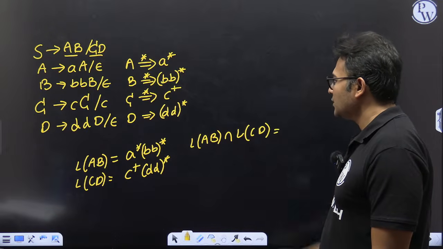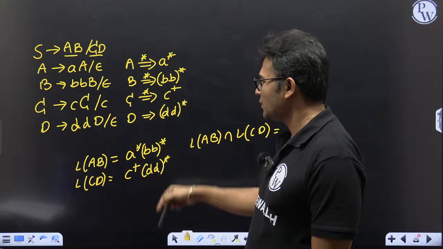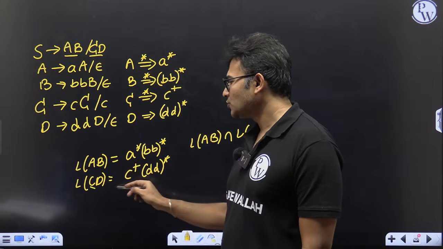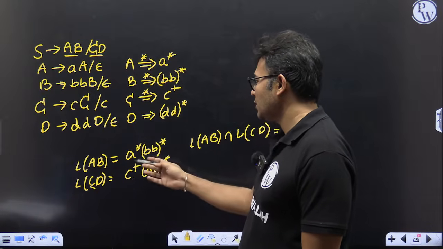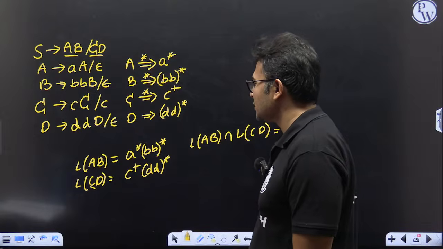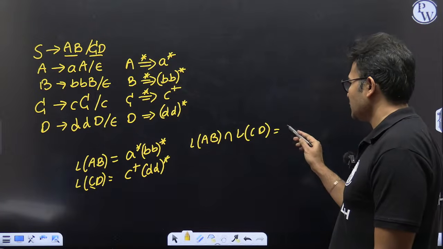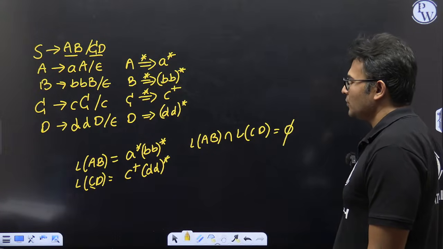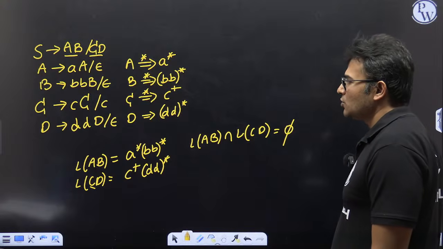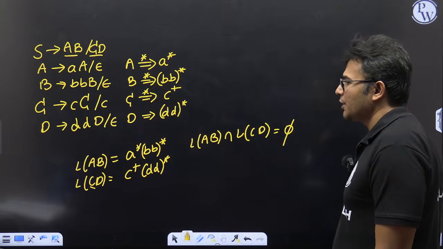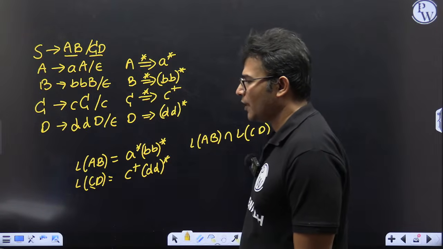So you can clearly see that epsilon is not there in the intersection. CD does not derive epsilon, right? And here there are A's and B's, here there are C's and D's. There is no intersection. Intersection equals empty set. Therefore, all these strings are going to be produced separately, right? So this grammar is unambiguous, okay?